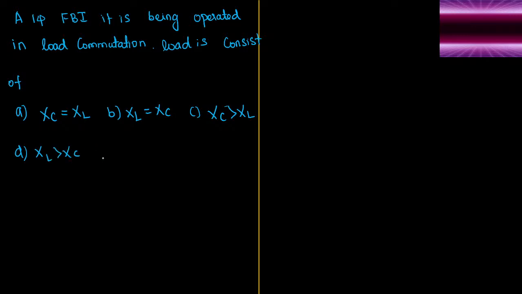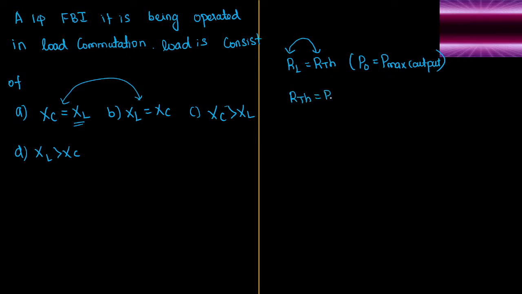What can be the expected correct answer in this question? See, what is the difference between these two? First of all, understand this. XC will become equal to XL. What they are trying to mean here is, we have studied the maximum power transfer theorem in circuit theory. When the load resistance becomes equal to the Thevenin resistance, the output power achieves its maximum. This condition is possible only when RL becomes equal to RTH. Sir, can I write this as RTH equal to RL?